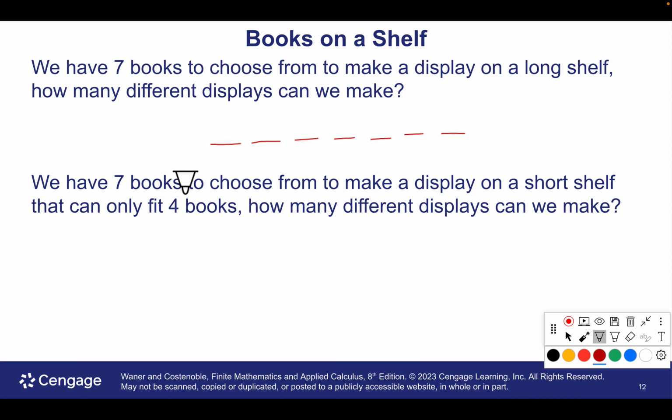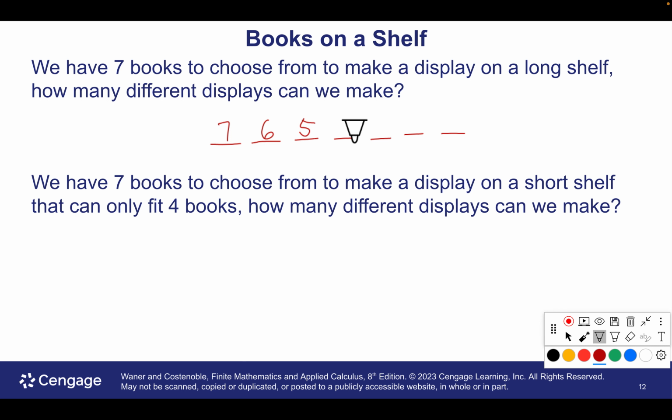7 choices. We put one book up there. How many do we have in our hand? 6. So we see this. It's going to be easy, sort of. So now we only have 6 choices. And then we put one on the shelf and we only have how many in our hand?